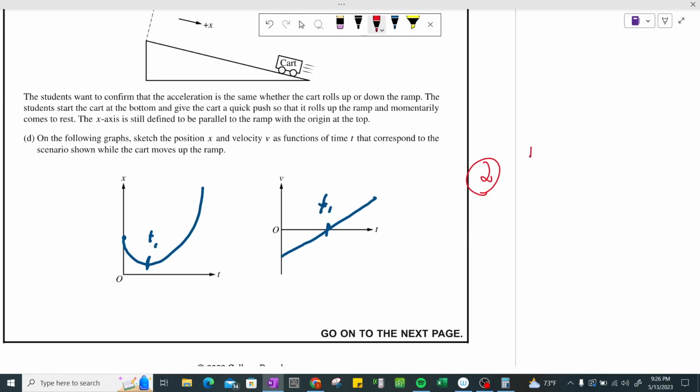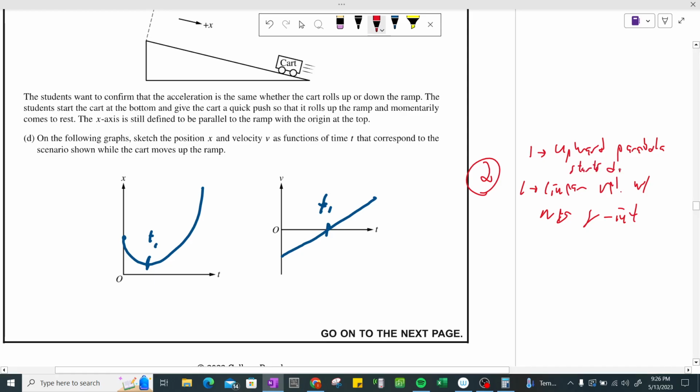In this, I think we're going to have 1 point for an upward parabola for our displacement. We'll probably also have 1 point for a linear velocity with a negative y-intercept. And they might even say an upward parabola that starts down. I think they are going to be picky on that because with that initial push, we need to show that as we go through here, it gets pushed, it goes down, comes back up. And then on the velocity, it goes up, comes back down.